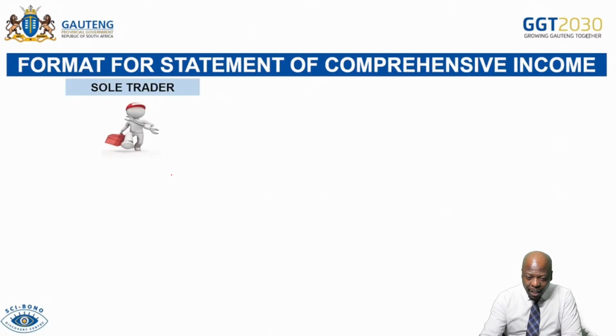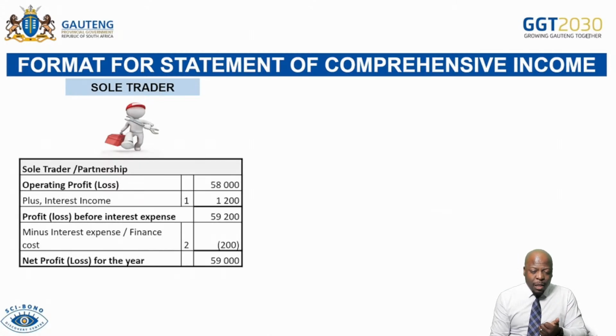Okay, so for you to understand the other parts that are different, let me take you back to the sole trader. You remember the one-man business? We did this in grade 10. All right, in the sole trader or the partnership, once we get to the operating profit, we'll just add your interest income here and then subtract your interest expense, and then the statement of comprehensive income was done, finished.